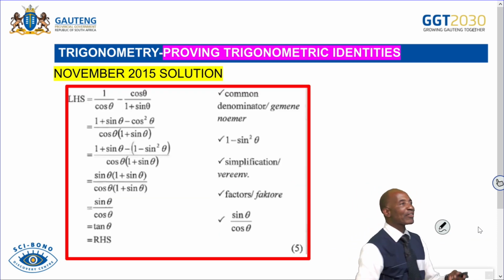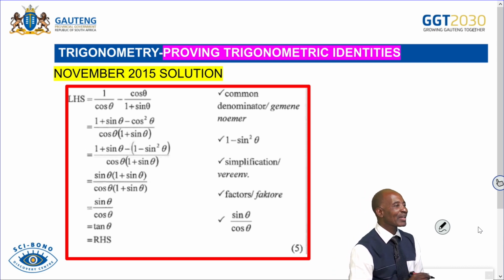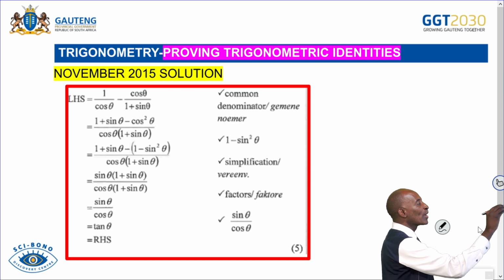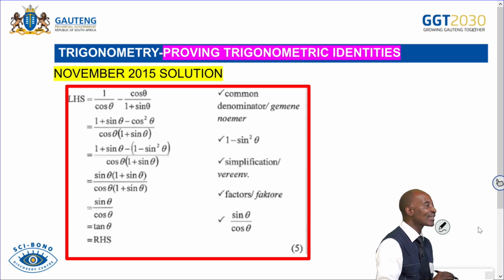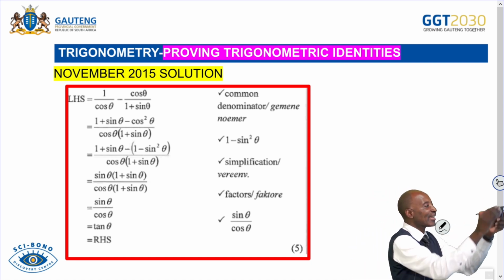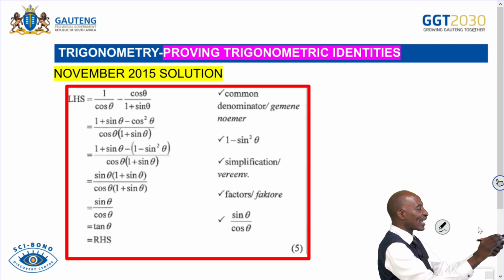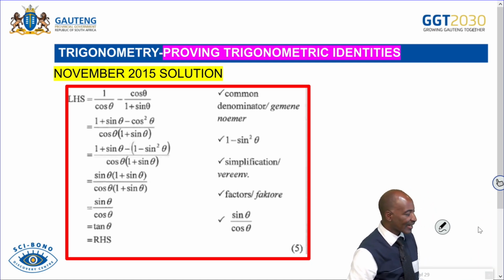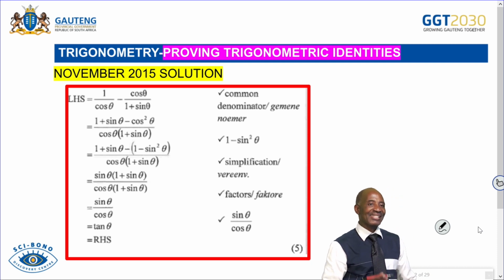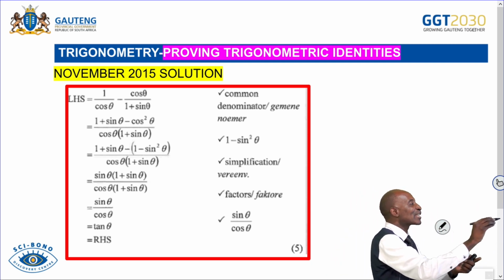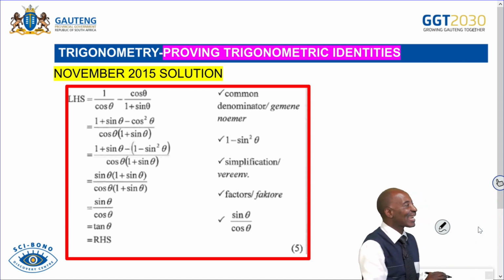Right, so 1 mark for common denominator, 1 mark for this 1 minus sine squared theta. You have to pick it up there. That 1 minus cos squared theta will yield your sine squared theta. Right, but here they used a different approach. They broke this down, but at the end of the day, when you simplify, it will yield the same results. That's the interesting part of trigonometry. Once you know your identities, you can replace anything at any time.